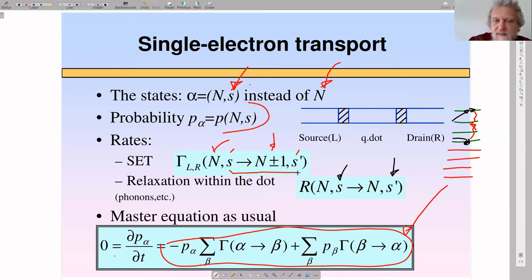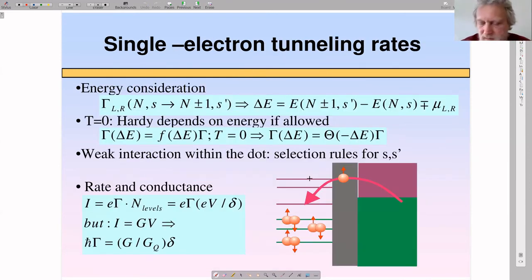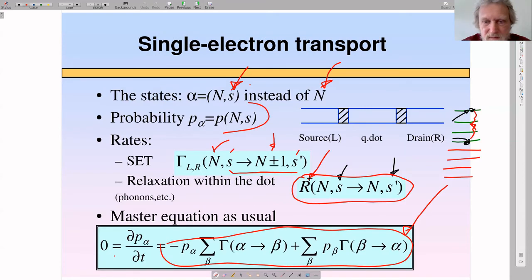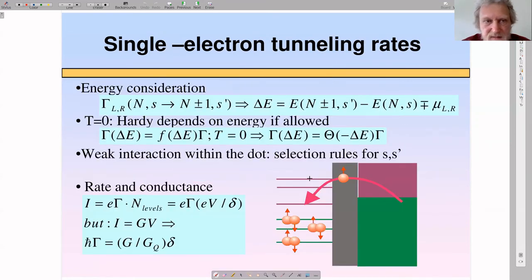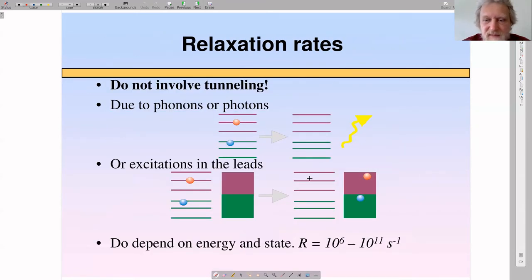Right, let me talk a little bit about processes of relaxation in the dot. Mostly energy is lost, not gained. So this R stands for relaxation. Oh, do I miss something? Oh yeah, relaxation rate. Let me discuss this in this order.